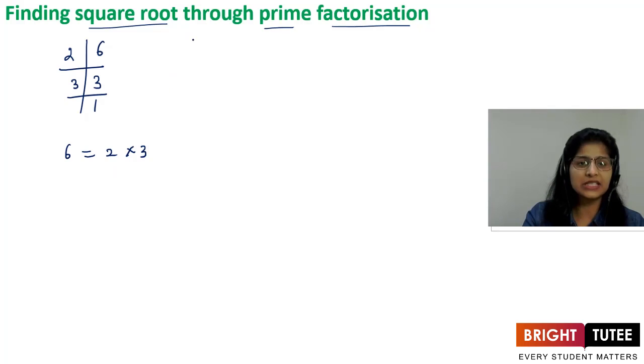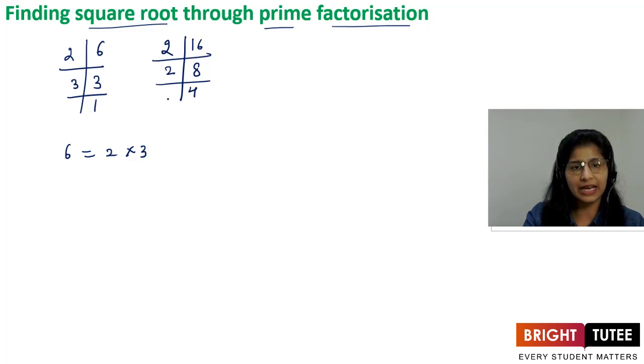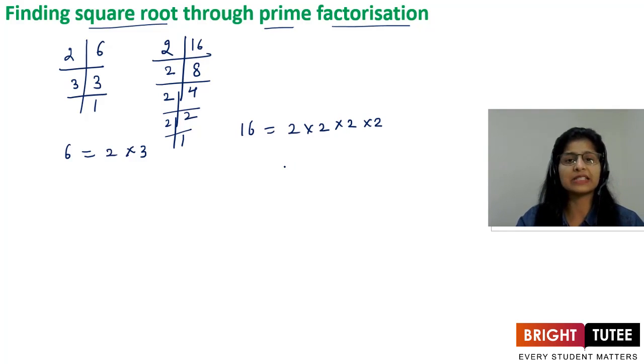Let us try with 16. With 16, first we start with 2. 2 8s are 16. Then 2 4s are 8. Then 2 2s are 4. And 2 1s are 2. So how many 2s are we getting in 16? 16 is written as 2 into 2 into 2 into 2. That means we have expressed 16 as the product of prime numbers. Is that clear? Let us try with 36.